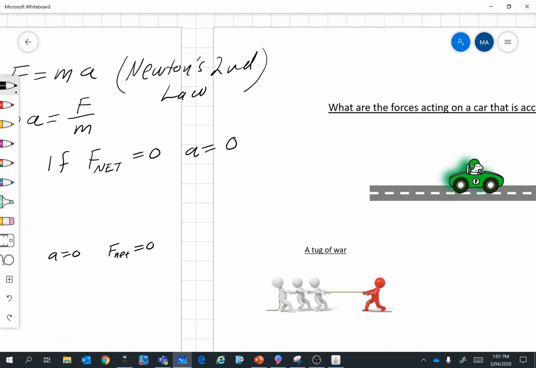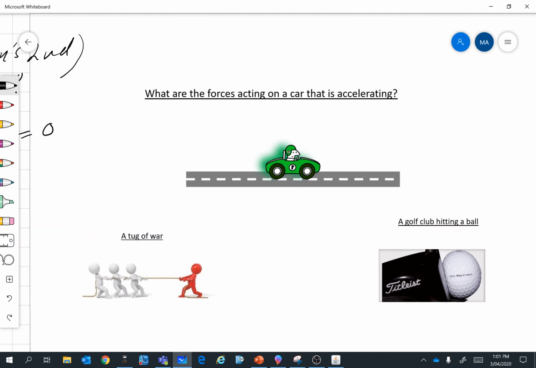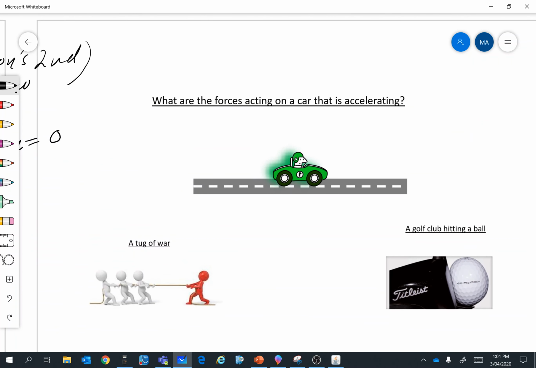But if we look at the situation where a car is accelerating, well, the normal force and the force due to gravity are still equal and opposite. So the car is not accelerating upwards or downwards, okay, but it's accelerating forwards. So that means that the force from the engine, the applied force, is now greater than the force due to friction.